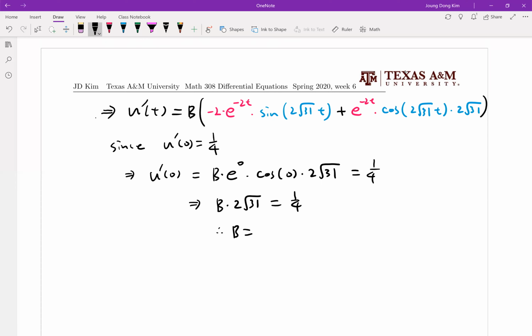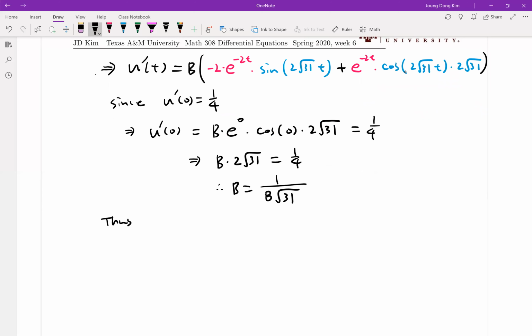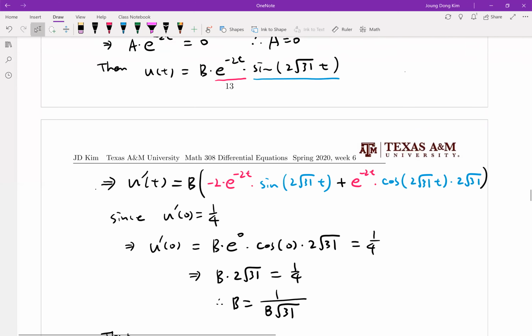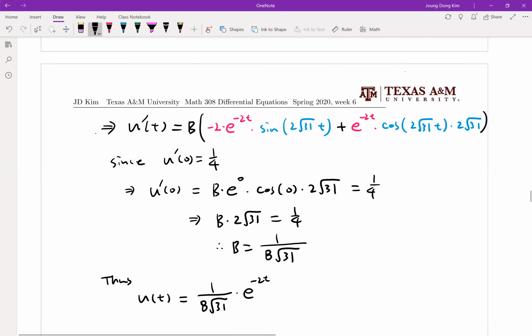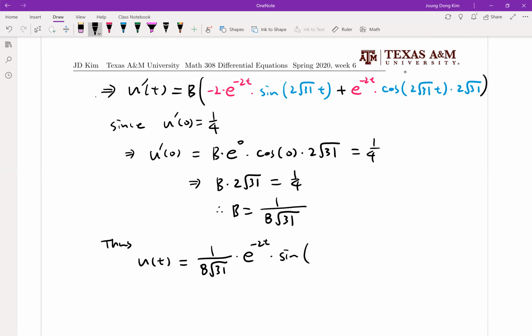Then my b is 1/8 square root of 31. Okay, and you can rationalize the denominator, but I don't care about that. Okay, so let me update my solution. u(t) is equal to 1/8 square root of 31 times e to the minus 2t with the sine function, sine of 2 square root of 31 t. That's it. This is my solution curve.